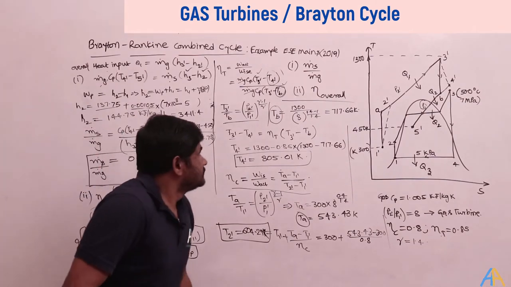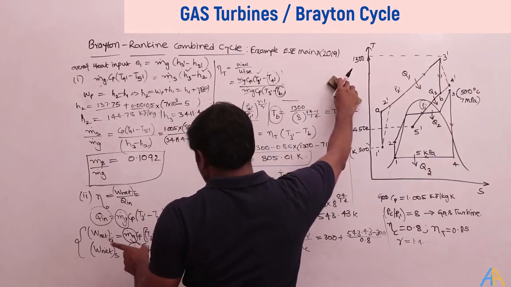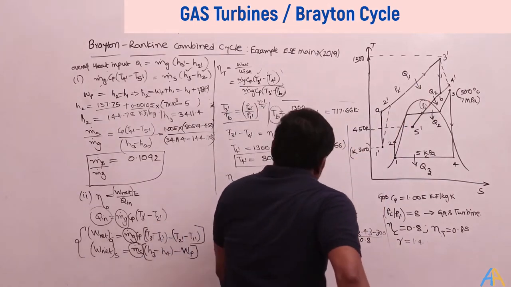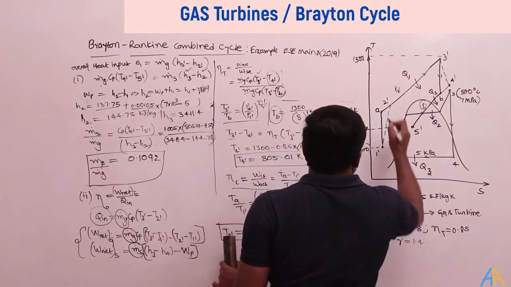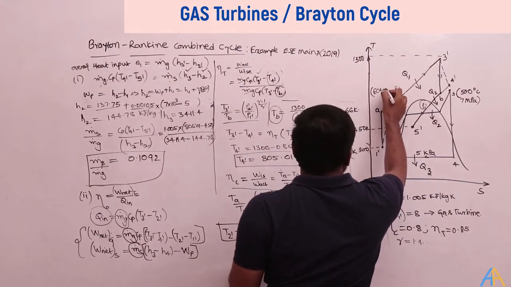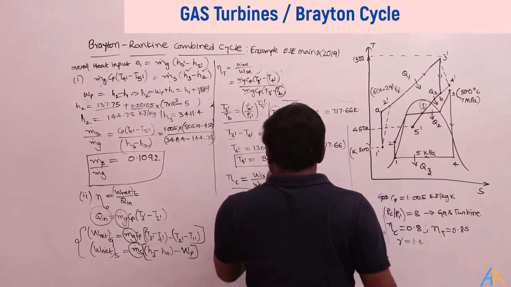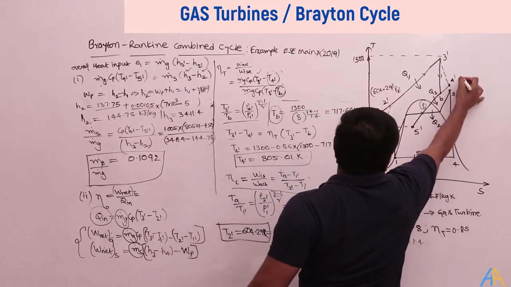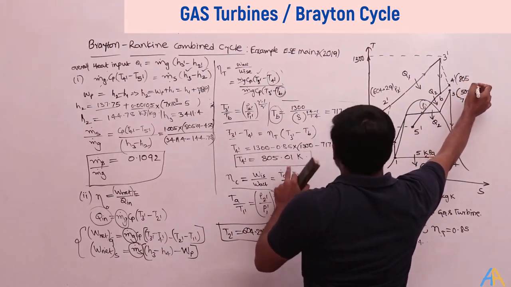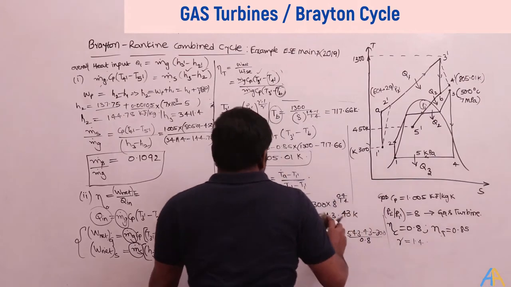So here, I will erase this. T3 value is known, T2 value is, I will write here before I erase everything. What is the T2 value? T2 value is 604.29 Kelvin. Okay. And what about the T4 value? Where is the T4? 805. This is 805.01 Kelvin. Okay. So now I can erase everything.